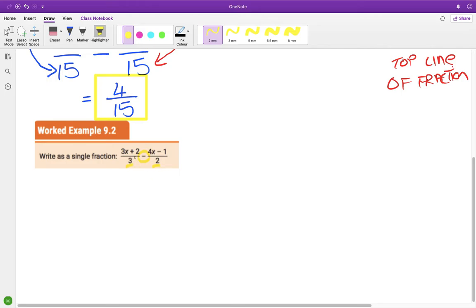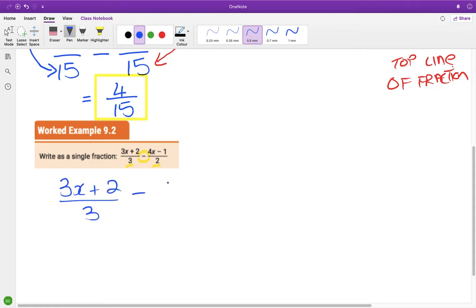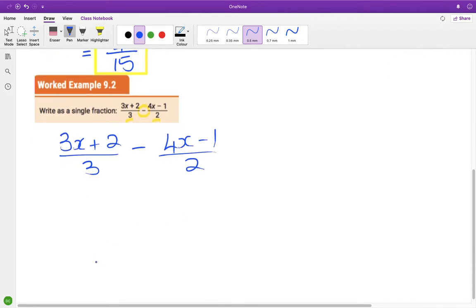You cannot subtract fractions unless they have a common denominator. So your common denominator here, I think, is going to be 6. Sorry, I'm just going to write it again because I think I need a bit more room. Minus 4x minus 1 over 2. My common denominator is 6, so I'm going to write a 6 here, give myself a line, put in the minus, give myself a line, 6.